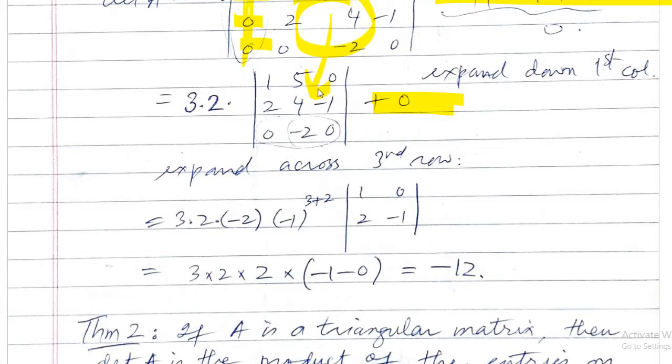Now you can pick any one, but why not pick the third row? Because the third row has 3 zeros. Similarly, the third column also has 2 zeros. So either you pick the third column or the third row. So let's pick the third row. From the third row, the first one is 0. It will give me nothing. Then the second one is minus 2. So I will remove the row and column of minus 2. I get 1 0 2 minus 1. Then the third 0 again gives you nothing. So I got only the contribution from this minus 2.